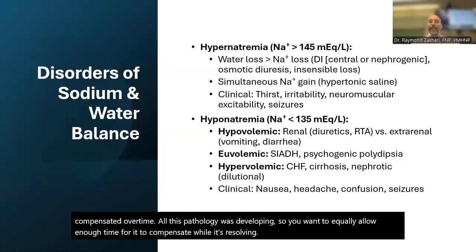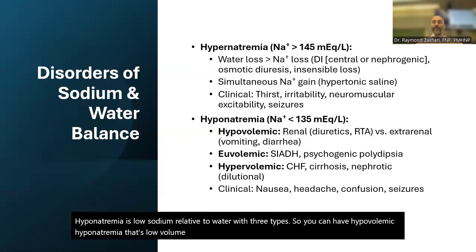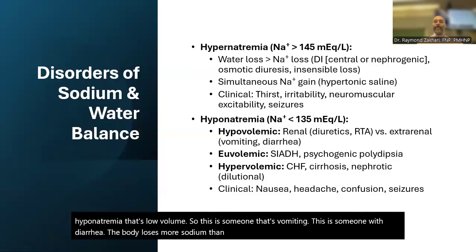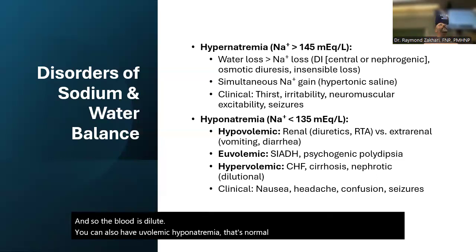Hyponatremia is low sodium relative to water with 3 types. So you can have hypovolemic hyponatremia. That's low volume. So this is someone that's vomiting. This is someone with diarrhea. The body loses more sodium than water. And so the blood is dilute. You can also have euvolemic hyponatremia. That's normal volume. This is typically from SIADH.